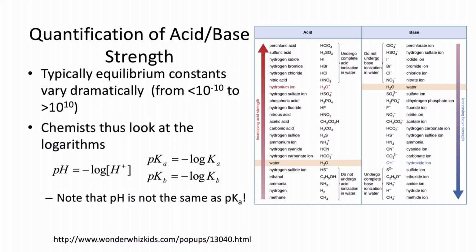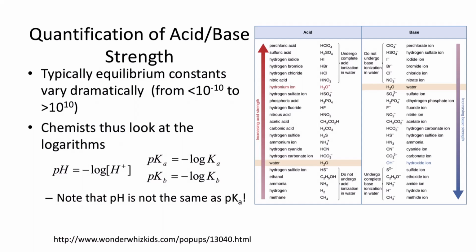The problem is these Kas can be very different from each other. Super strong acids might have Kas that are enormous, like 10 to the 10th or even greater, and super weak acids might have Kas that are really small, like 10 to the minus 10 or 10 to the minus 50, even smaller than that. So it becomes hard to compare things that are so vastly different from each other. What people do is they look at logarithms. The log has to do with basically the exponent. So we're going to call pKa the negative log of Ka, and pKb is the negative log of Kb.